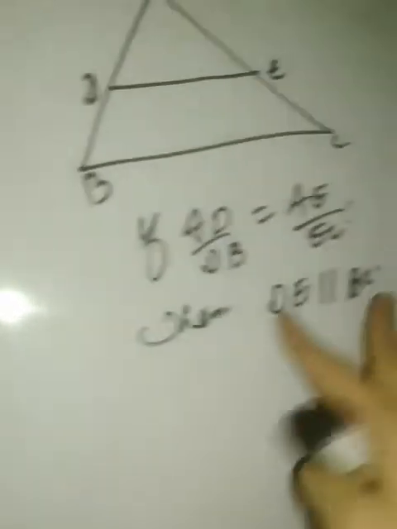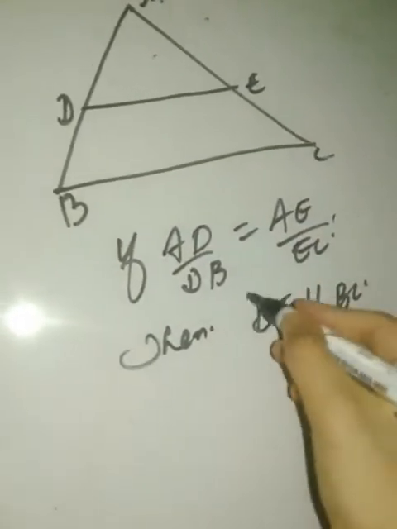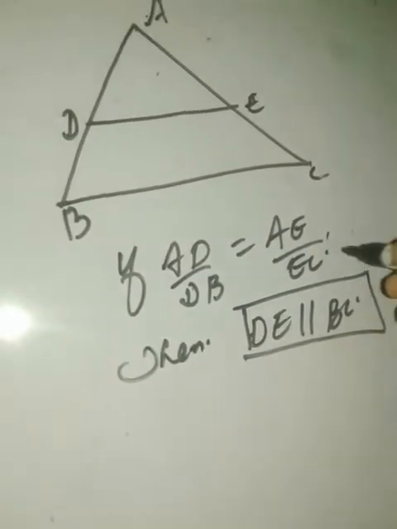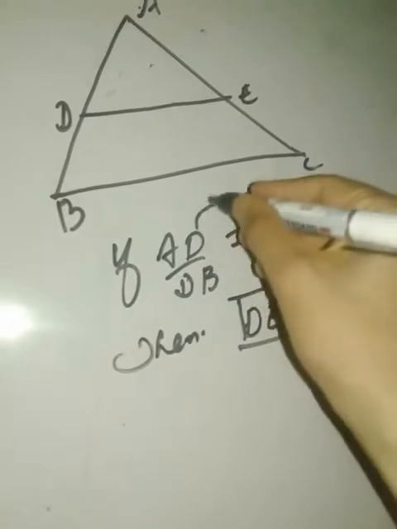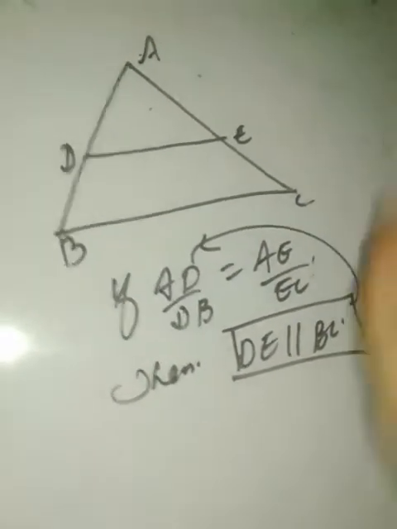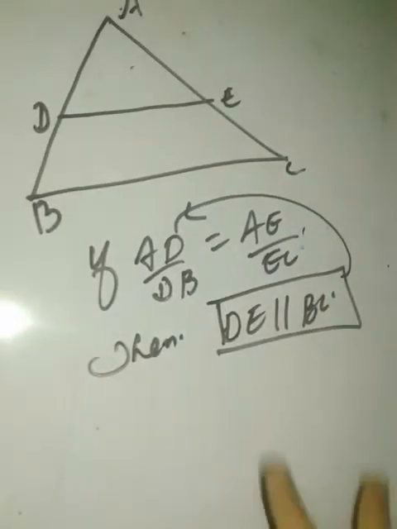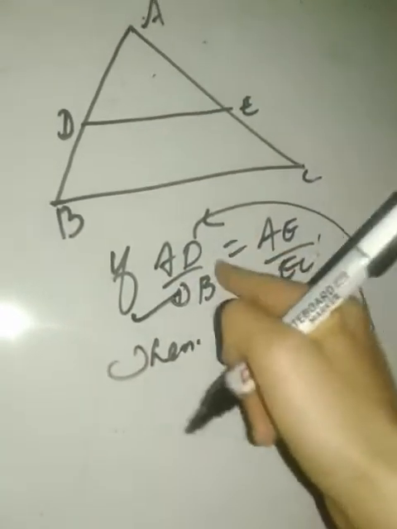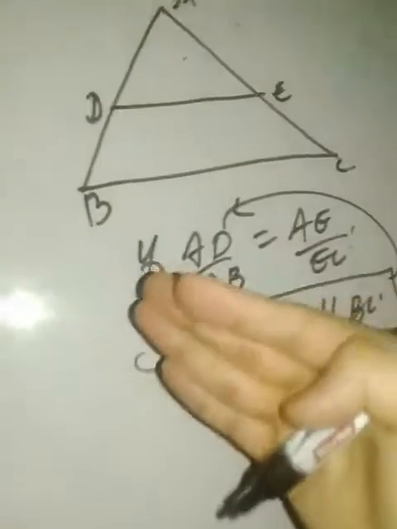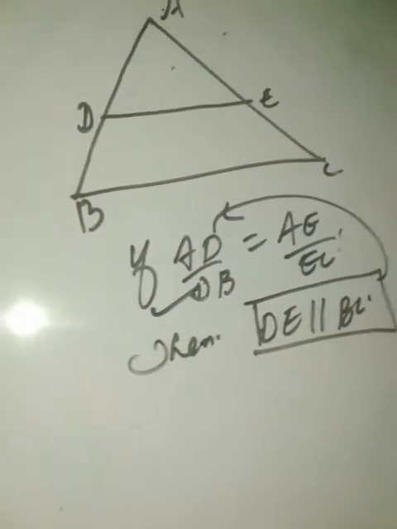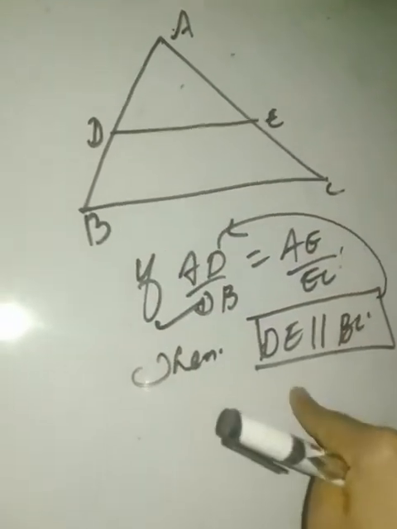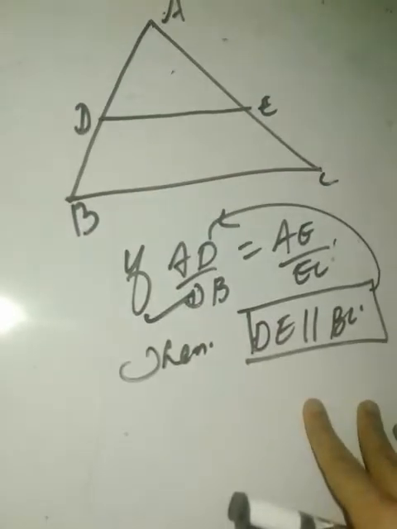What was in Thales theorem? In Thales theorem, you were given DE parallel to BC, and you were required to prove that AD by DB equals AE by EC. In the converse of Thales theorem, what you are given is AD by DB equals AE by EC. This is given, and now you have to show that DE is parallel to BC, the third side.